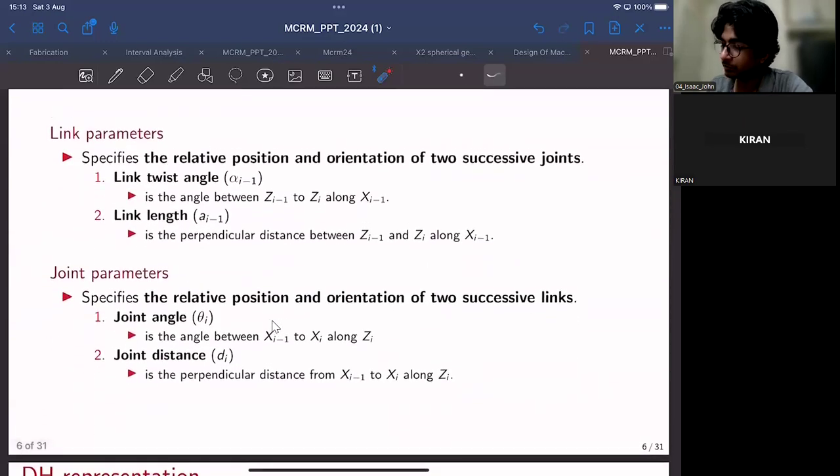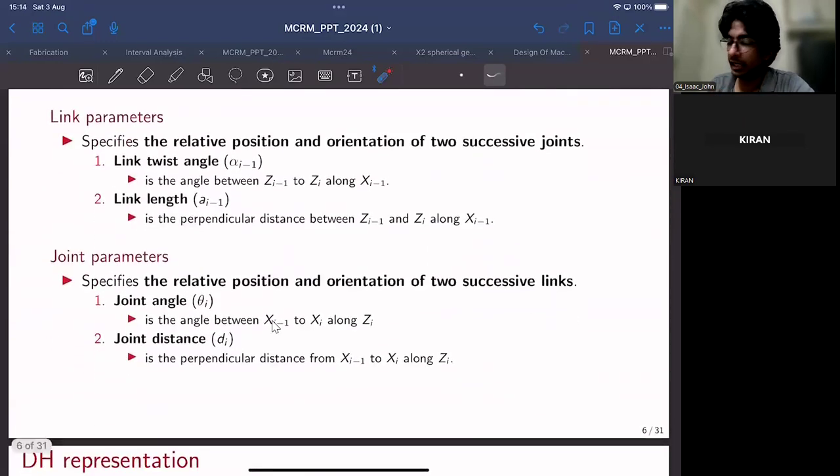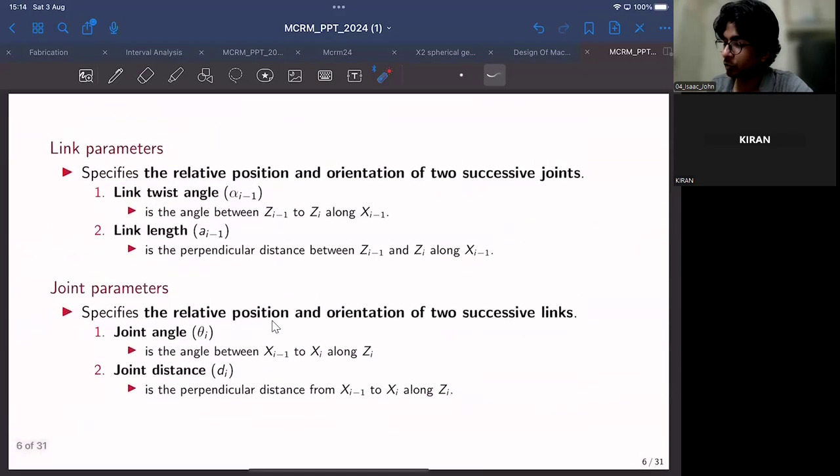So what basically do these DH parameters do? The link parameters specify the relative position and orientation of 2 successive joints. There are 2 link parameters to do that. One of them is the link twist angle, and the second is the link length.